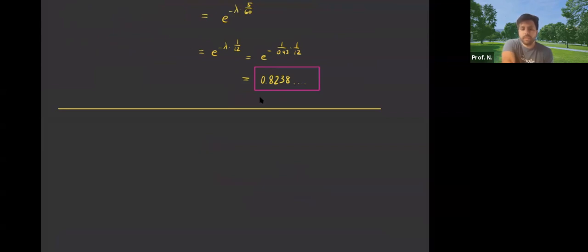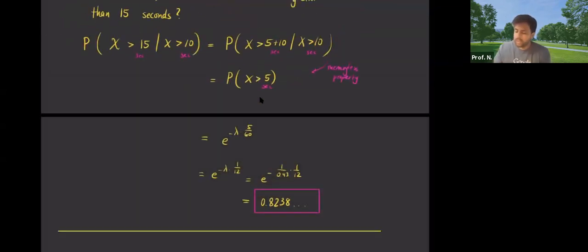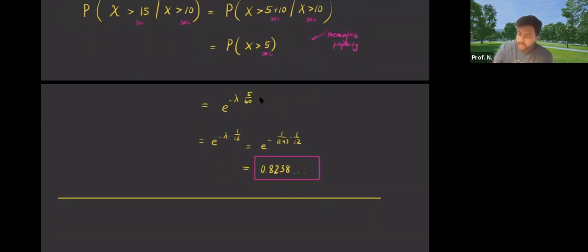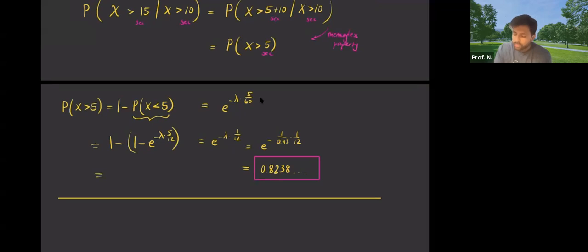Don't you have to subtract by 1? No. Because the probability of X being bigger than 5 is equal to 1 minus the probability X is less than 5. And we know this. This is a CDF. This is 1 minus e to the negative lambda times 5 over 12. But this is 1 minus that. So this will equal e to the negative lambda times 5 over 12.